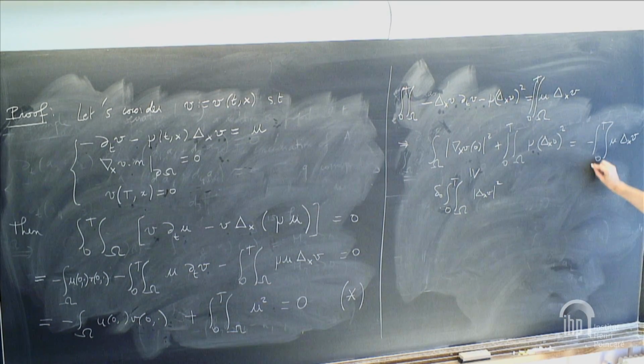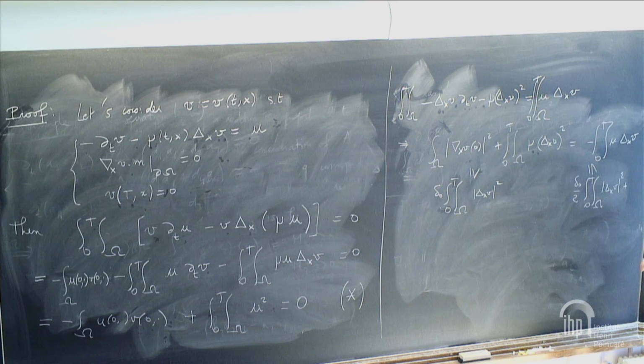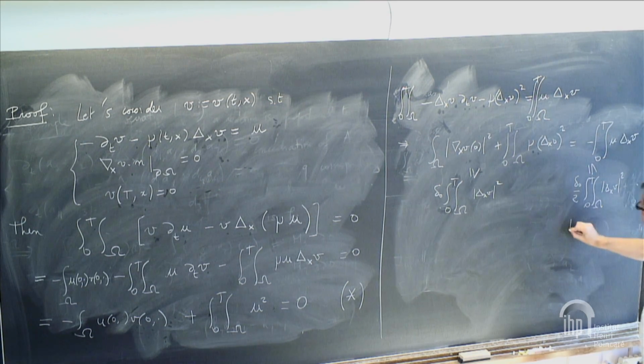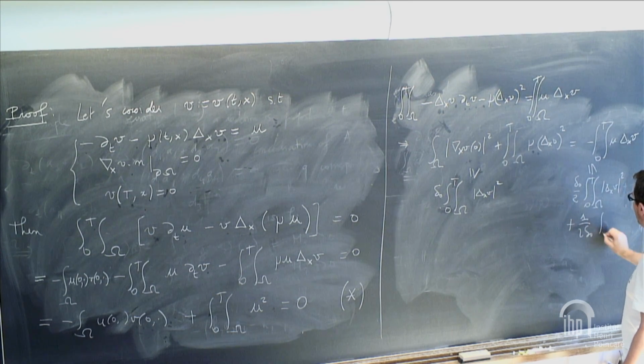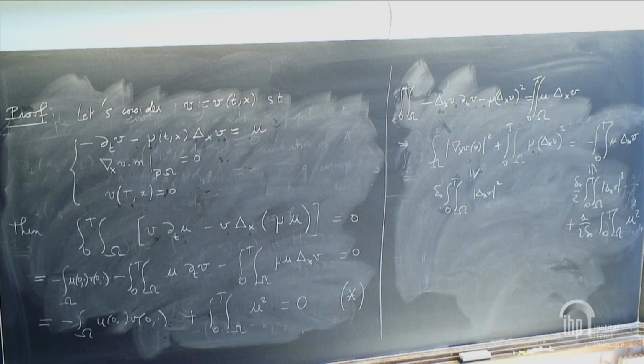And for this one, I use Young's inequality to tell that this is less than, let's say, delta 0 over 2 times the Laplacian to the square plus 1 over 2 delta 0. Let me write it here. Times the integral of u squared. Okay? And in this way, I can absorb this term in this one up to paying a price which is just u squared.